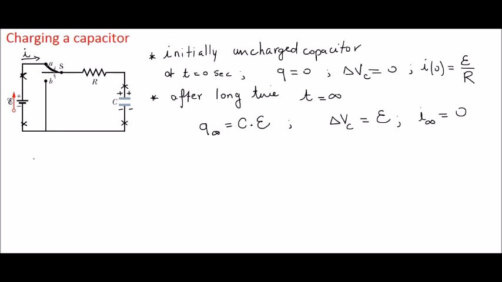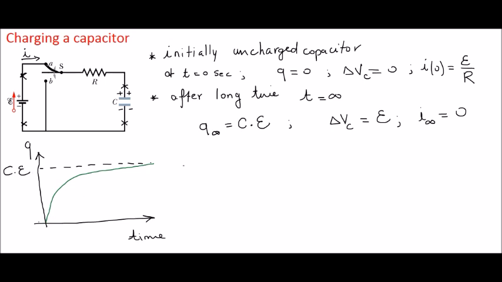Now, if we draw a schematic of the variation of charge, we will get something like this. This is time, this is the charge Q. The charge goes from 0, going up like that, and at infinity it will reach the asymptotic value. The asymptotic value is just Q infinity, which is C times E.